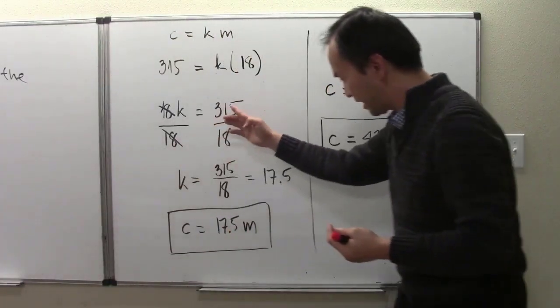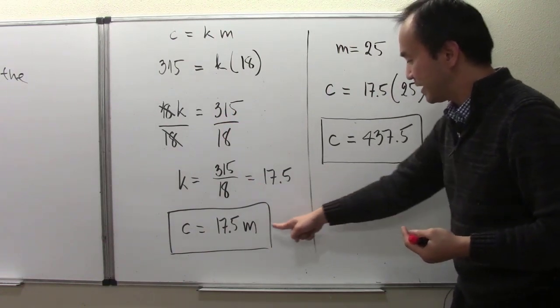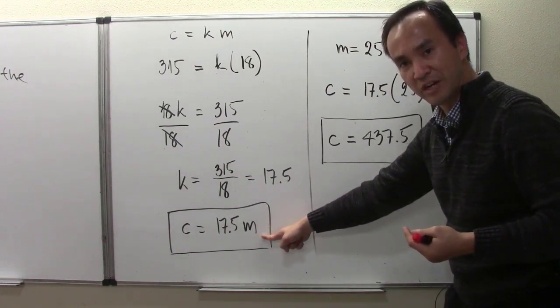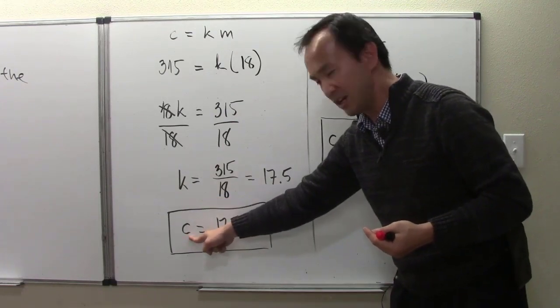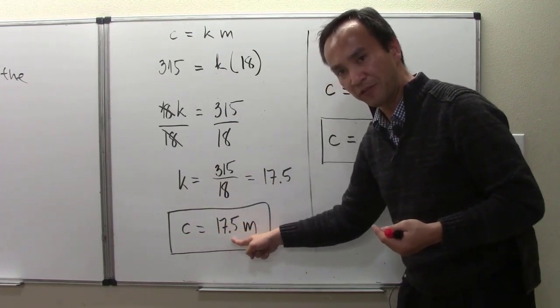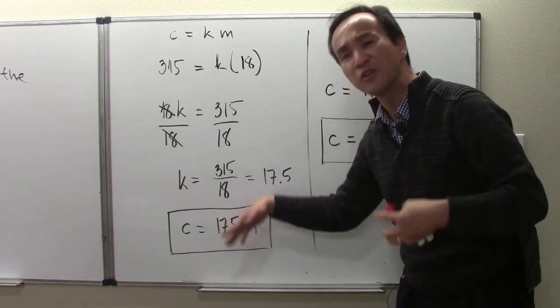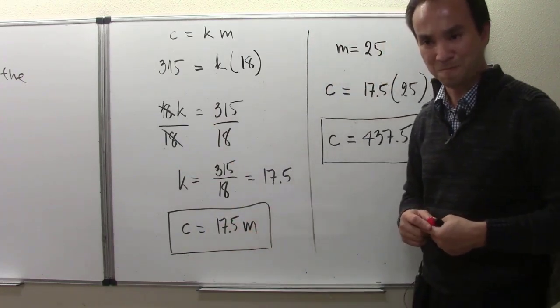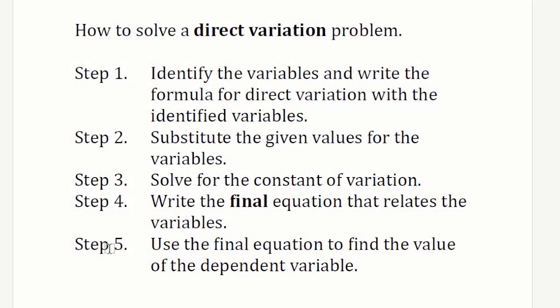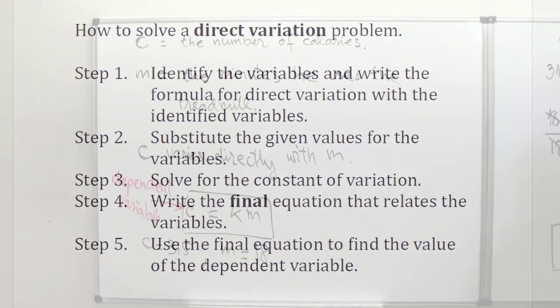So on my board here, this is the final equation that relates the variables. It's the final complete equation that relates c equals 17.5, some constant 17.5. We found that constant 17.5 multiplied with m, the other variable. Then ultimately, the last step right here, we use the final equation to find the value of the dependent variable.